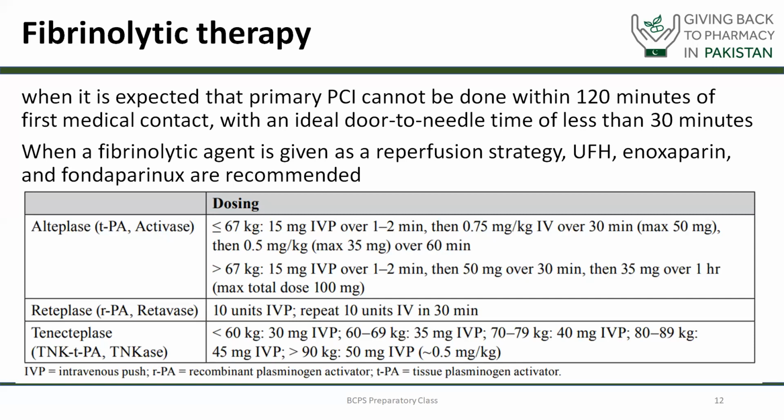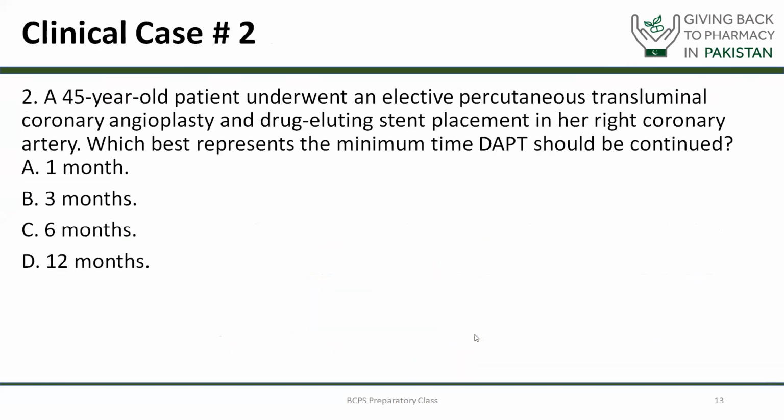Reteplase and tenecteplase, usually we don't have over here, but its dose is 10 units IV push, repeated 10 units IV in 30 minutes. Tenecteplase less than 60 kg, 30 milligrams IV push; 60 to 69, 35 milligrams per kg. So this is the dosage for tenecteplase. This one case I remember from our time, so that's why I put this one in my presentation.